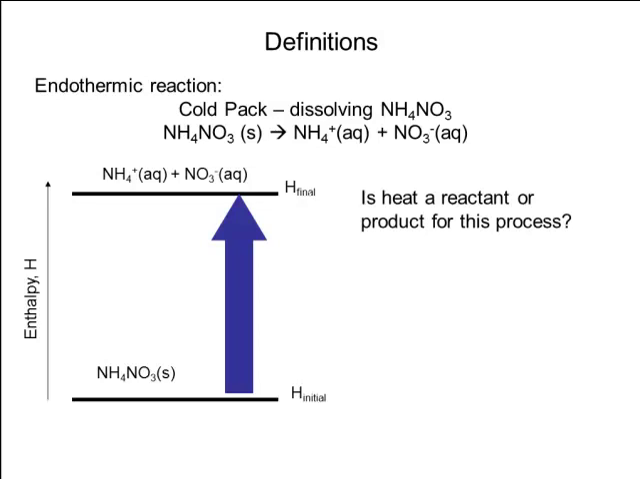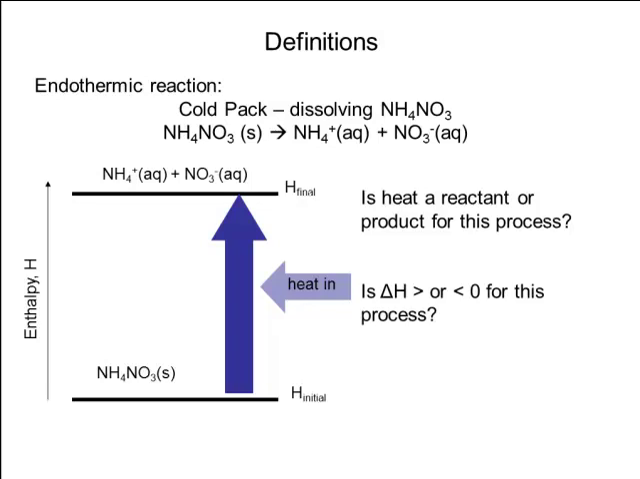Well, in order to go from this initial lower enthalpy state to the final higher enthalpy state, I have to put energy in. So I have to put heat into the system. Well, if I'm adding heat, that's going to be on the reactant side. So in this case, for an endothermic reaction, one of the reactants would be heat. Is delta H from this process going to be greater than or less than 0?